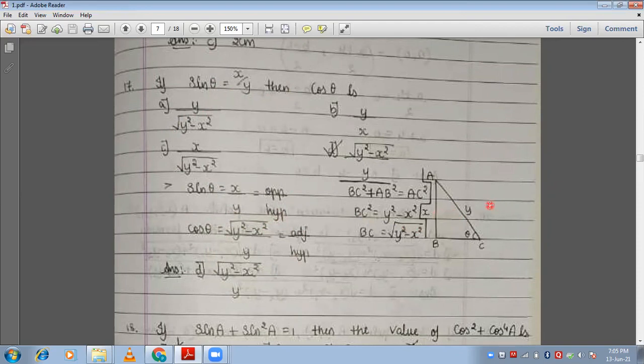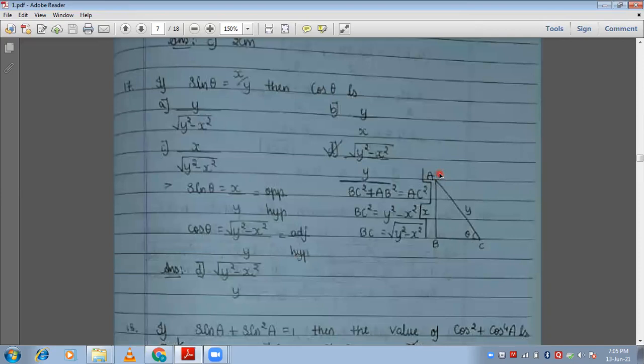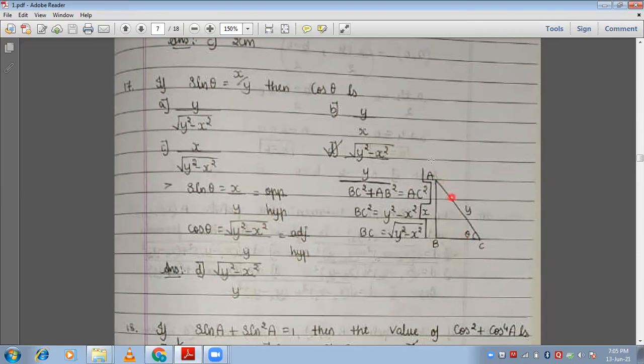So apply Pythagoras theorem. Square of the hypotenuse side, AC square, is equal to AB square plus BC square. But you need to find out BC. So BC square is equal to y square minus x square. BC is equal to root of y square minus x square. So the value of adjacent is root of y square minus x square divided by the hypotenuse, which is y. So which option is right? Option D is correct.